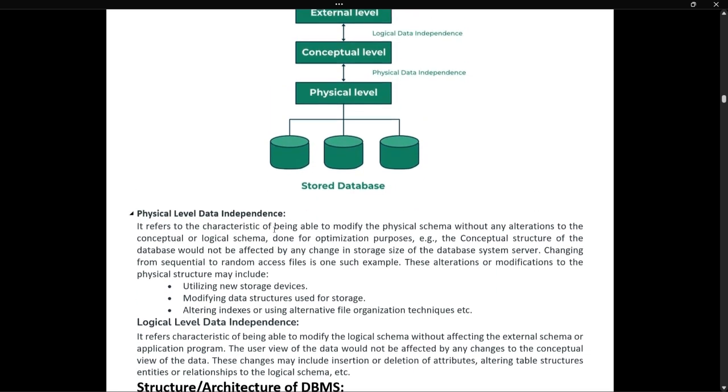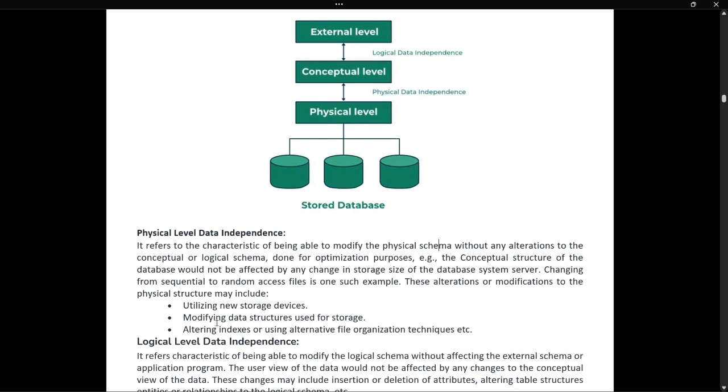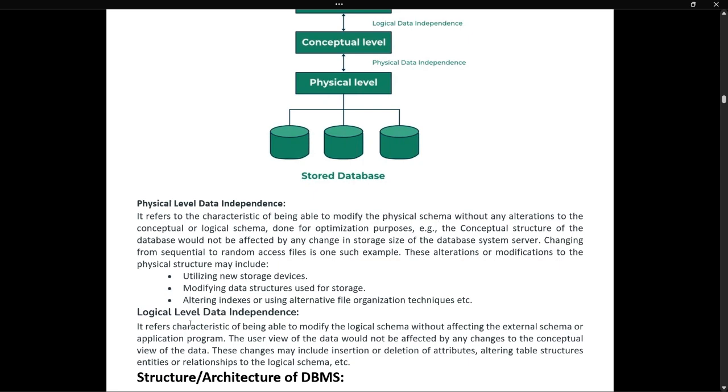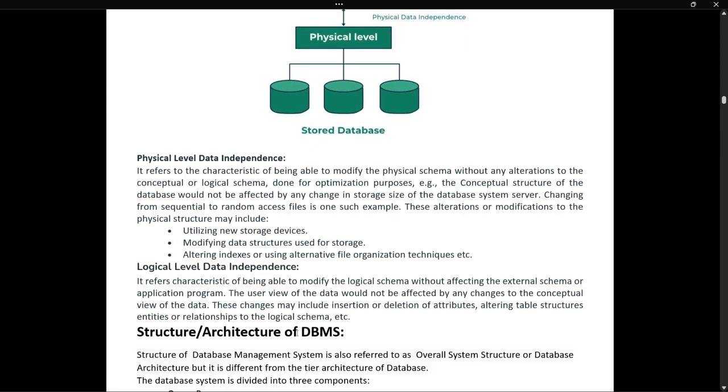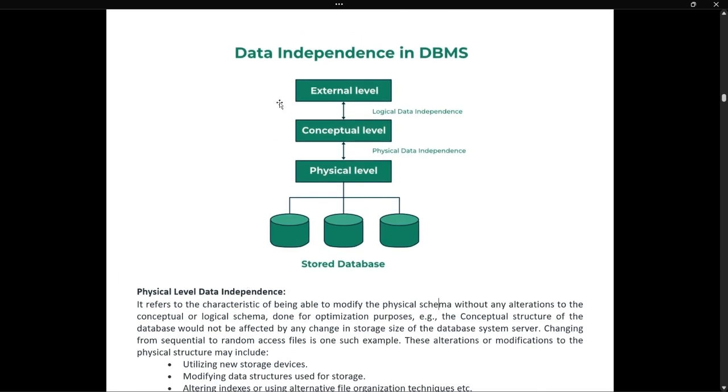Okay, and next one is talking about the logical level dependency. So what is logical level data independency? It refers to the characteristic of being able to modify the logical schema without affecting the external schema or application programmer. Obviously, by the diagram, we can state that the logical level independency keeps track that the data should not be changed. The external level should not be affected by the changes made in the conceptual level.